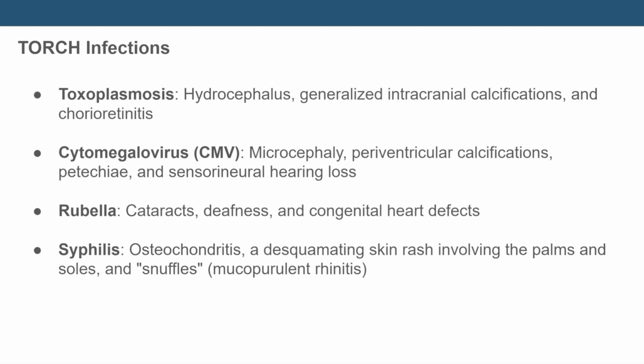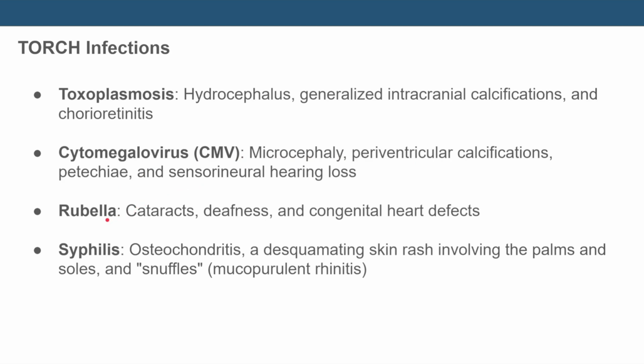But quick differentiation tips is that you have to know for toxoplasmosis you're going to see hydrocephalus, generalized intracranial calcifications and chorioretinitis. For cytomegalovirus, you're going to see microcephaly and periventricular calcifications. So you have to know that in toxoplasmosis you saw generalized calcifications, while in CMV you're going to see periventricular calcifications. And you're also going to see petechiae and sensorineural hearing loss.